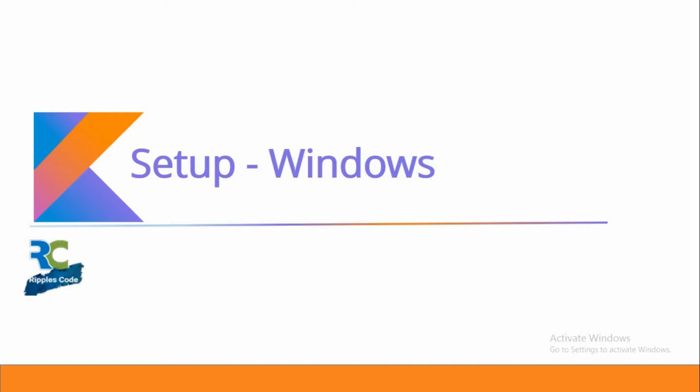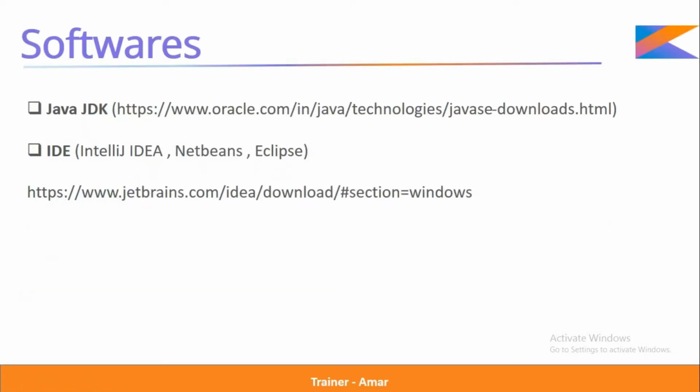Now in this video I will discuss how to set up the software required to write Kotlin programs in the Windows operating system. In my previous video I discussed that Kotlin runs on the JVM. This means that to write the Kotlin program, the Java JDK must be installed in our system. To install the Java JDK, you need to visit this URL.